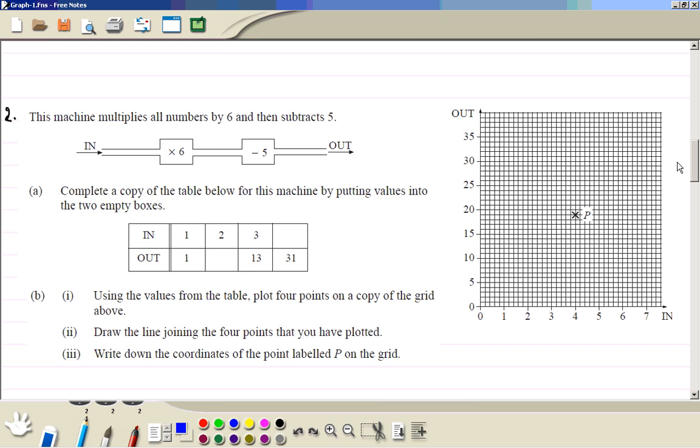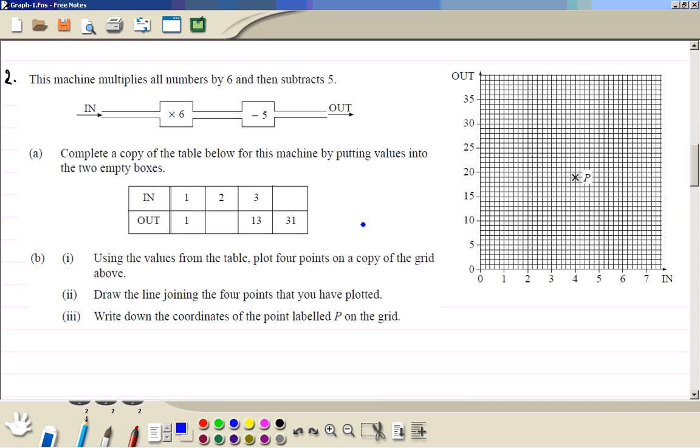Now we're going to do question 2. This time the function is given as a function machine with input and output. We start with the input, times by 6, then subtract 5, and that is our output. So 1 times 6 take away 5 gives you 1. 2 times 6, which is 12, take away 5, gives you 7. 3 times 6 is 18, take away 5 is 13.